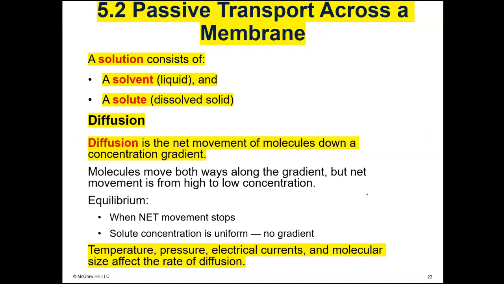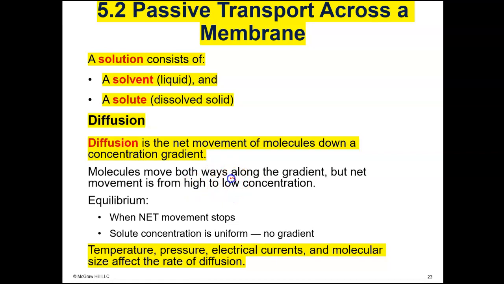So let's move on to section 5.2 and make sure we get the terminology. A review: if it is a solution, then the two parts are the solvent or the liquid portion and the solute or the dissolved solid. Diffusion is the movement of molecules down or with their concentration gradient. That means toward their low concentration.